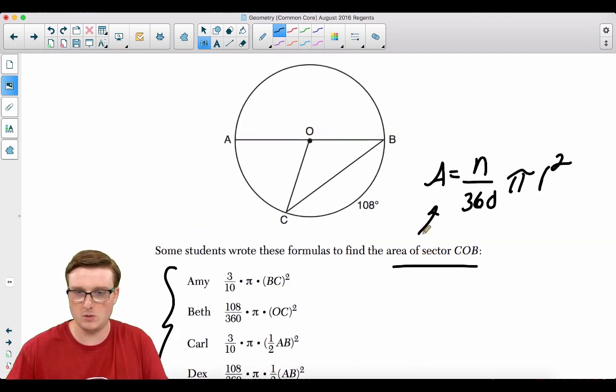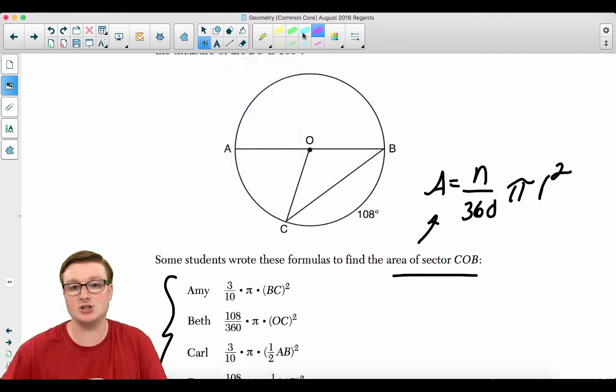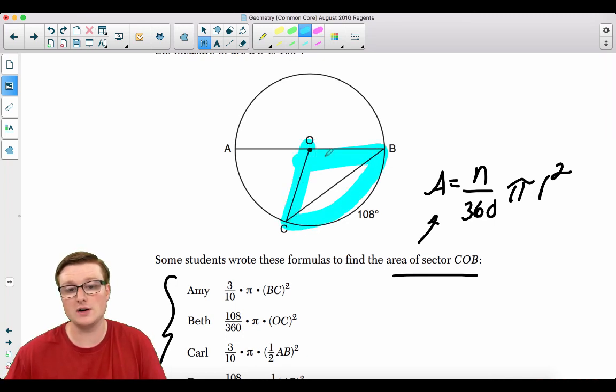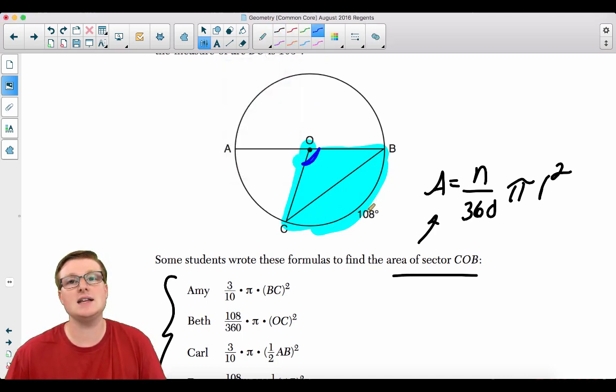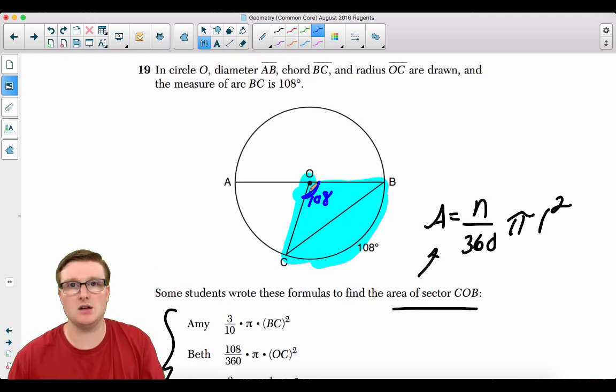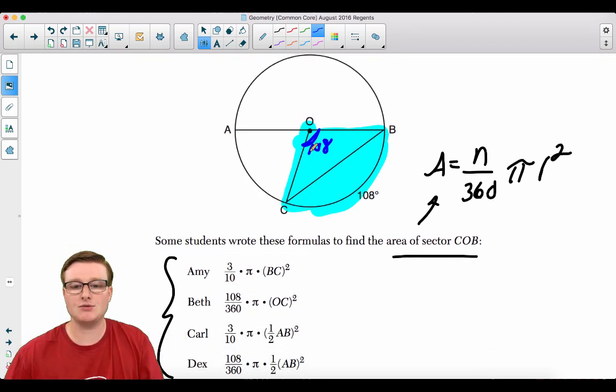So what do we know? Well, we're trying to find the area of the sector of COB. So we're looking for the area of this pizza slice. Now, this angle that you see over here is a central angle, so it is actually the same measure as this arc. So your central angle is 108. Now, they don't even tell us the radius length. But we know that the radius is either OB or OC.